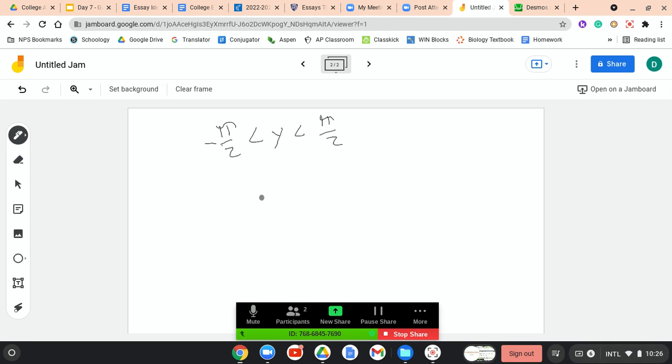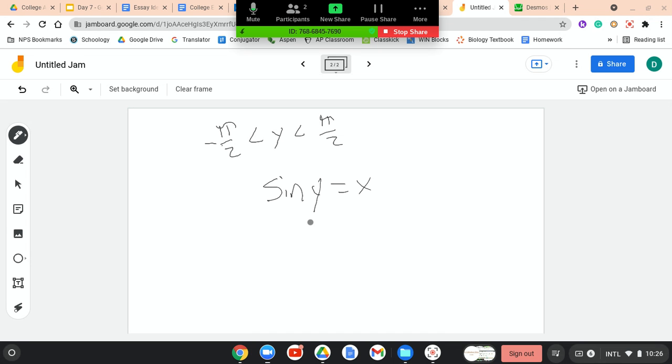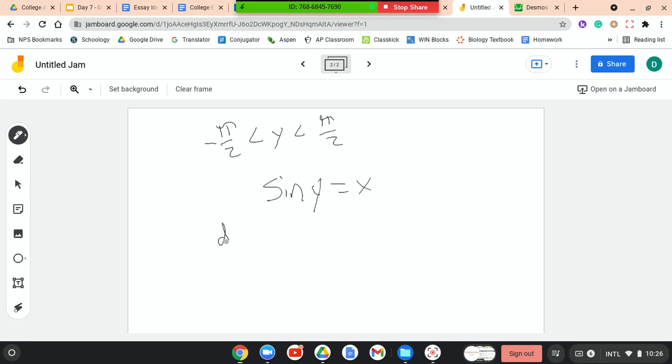So let's get started. We said that sine of y equals x perfectly models the arc sine function. They're the same thing. So I could do implicit differentiation and try and find the derivative. Let's take the derivative with respect to x of both sides.